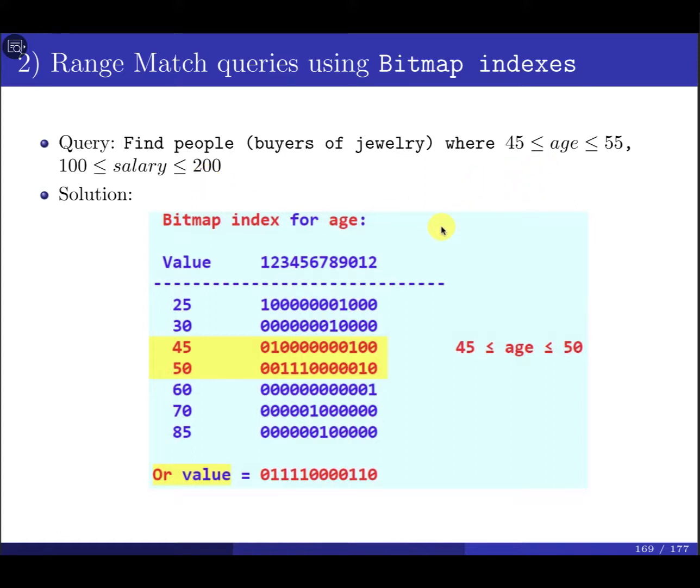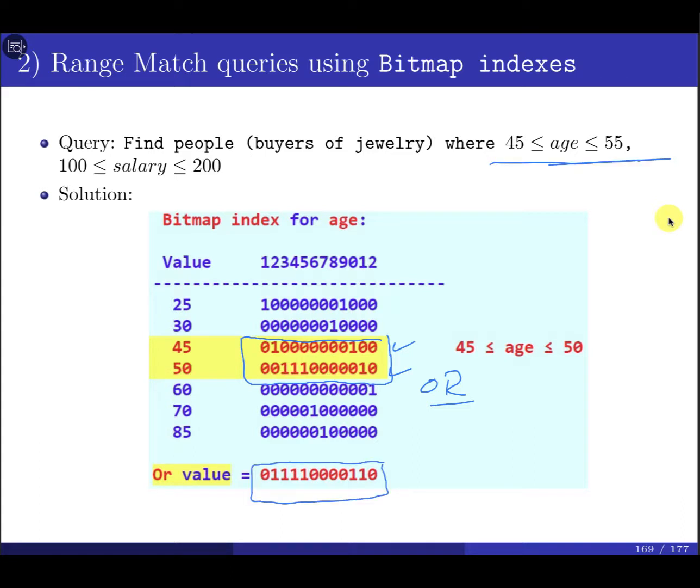So the first thing to do is go to the first index, the age, and retrieve all the tuples, the vectors, or the entries that satisfy this condition: age greater than or equal to 45 and age less than 55. When you perform this operation, you're going to get 45 and 50. So all these tuples that satisfy 45, or the ones that satisfy the condition age equals 50, are going to be part of the result. So in this case, I'm going to perform a bitwise OR. This is the result of the first part.